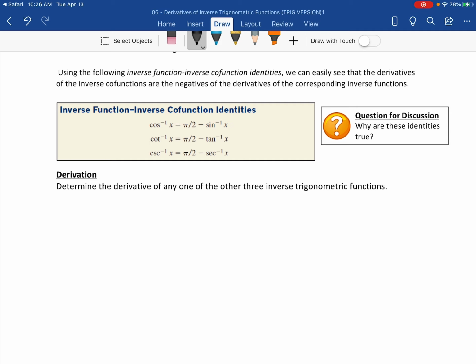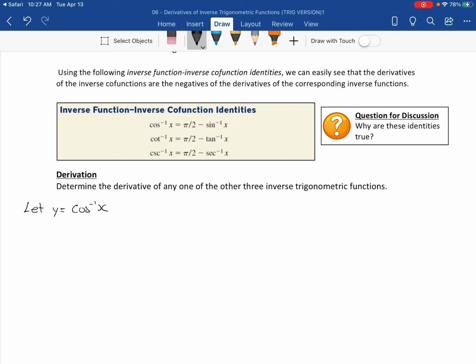And why are these identities true? Well, that's what I'll do first down here. Before I do the derivation, I just want to show you where these inverse function, inverse cofunction identities come from. So let me just say, let y equal cos inverse of x. And what I'm going to do is come up with an expression for cos inverse just by playing around with this and using some stuff I know about cofunction identities. And if you don't remember what a cofunction identity is, well, I'm going to use it in here. Maybe you'll recognize it when I use it, even though maybe you didn't know the name of it.